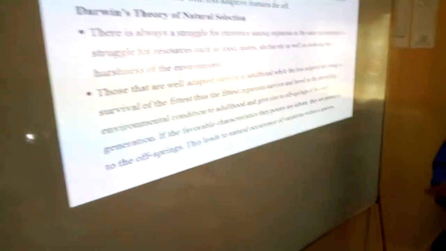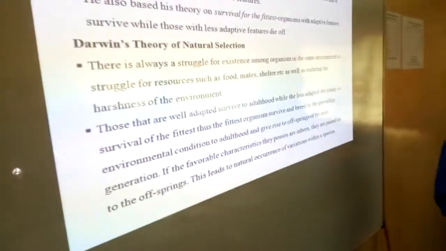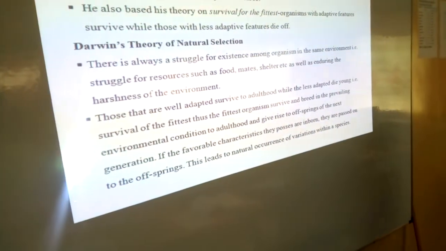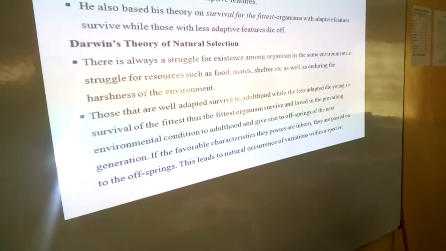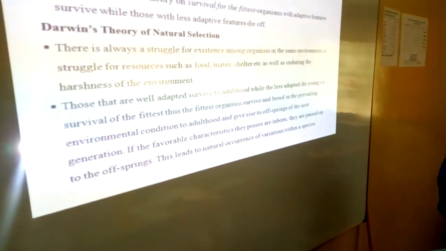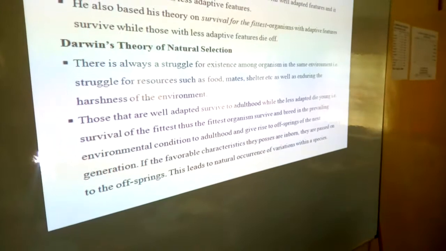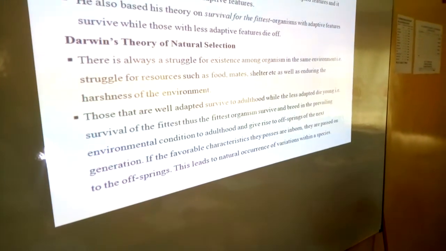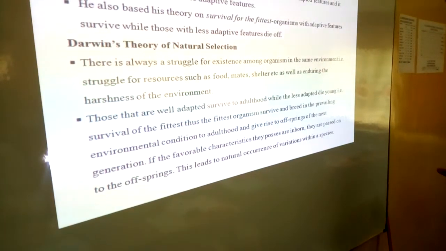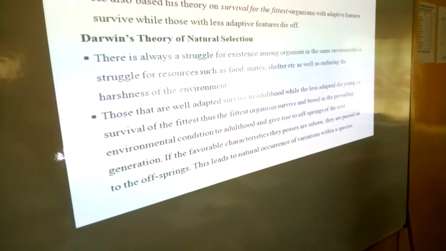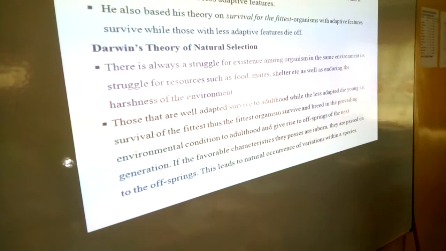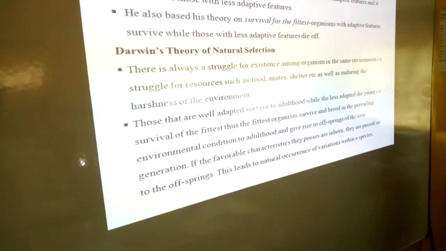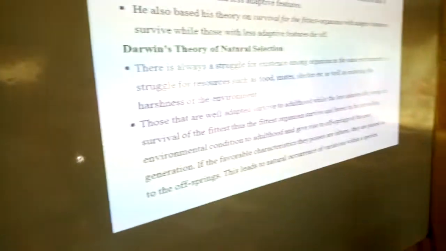Thus, the fittest organisms survive and breed. The ones that are fit survive and reach maturity. After reaching maturity, they breed to give rise to offspring. At adulthood, they give rise to the offspring of the next generation. If the characteristics they possess are inborn, they are passed on to the offspring. This leads to natural occurrence of variation in a species.